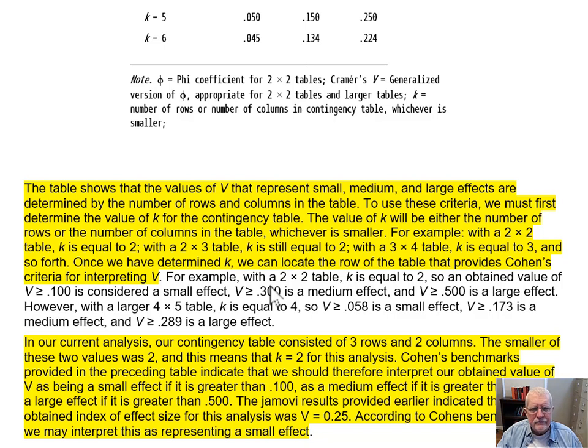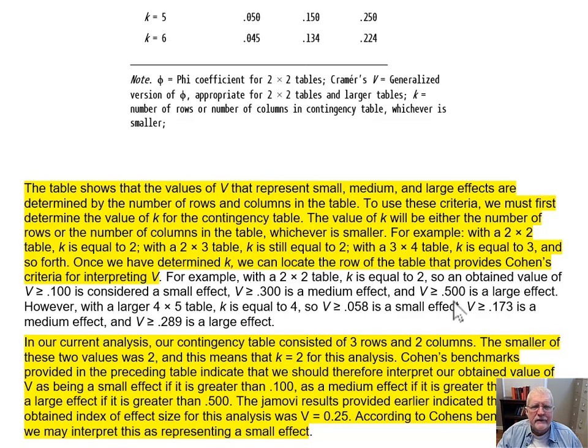Once we've determined k, we can locate the row of the table that provides Cohen's criteria for interpreting V. In our current analysis, our contingency table consisted of 3 rows and 2 columns. The smaller of these two values was 2, and that means that k is equal to 2 for this analysis. Cohen's benchmarks provided in the preceding table indicate that we should therefore interpret our obtained value of V as being a small effect if it's greater than 0.100, a medium effect if it's bigger than 0.300, or a large effect if it's bigger than 0.500.